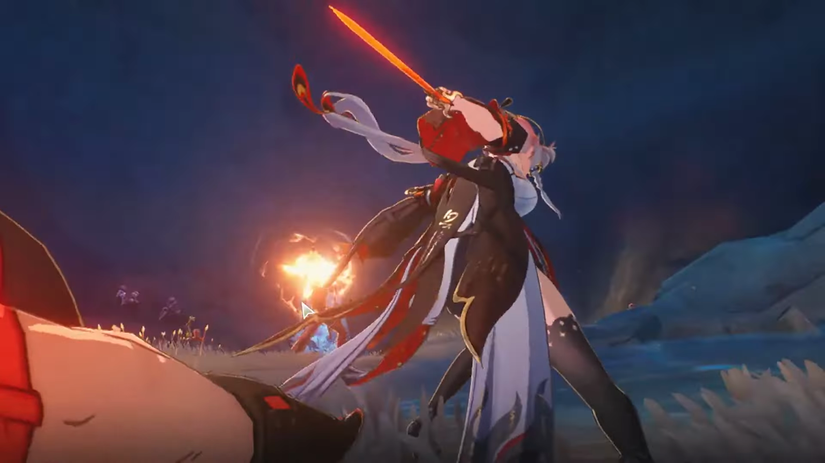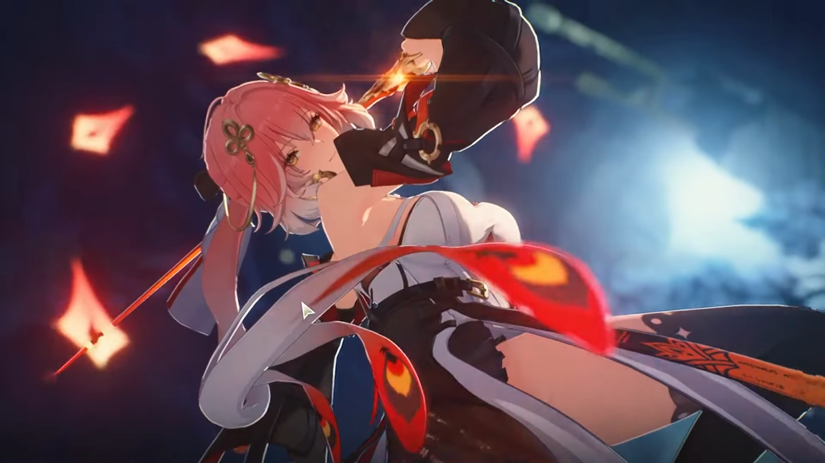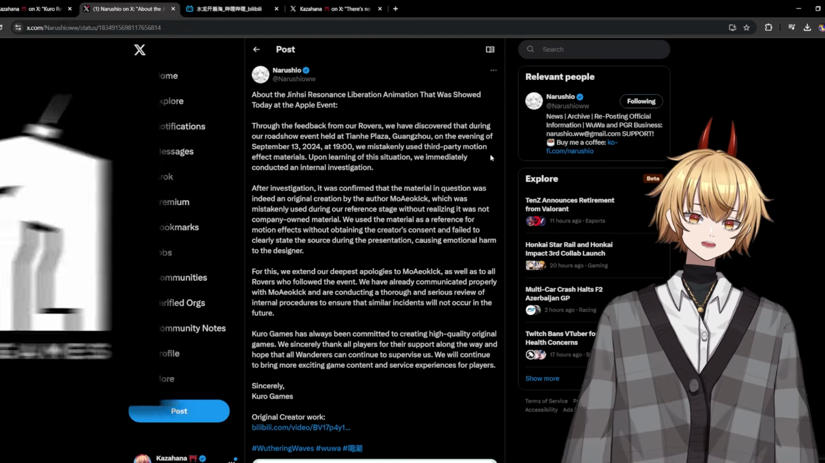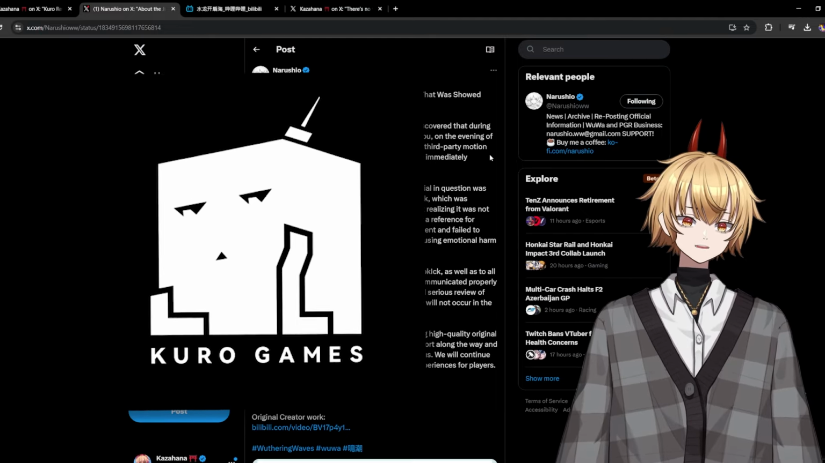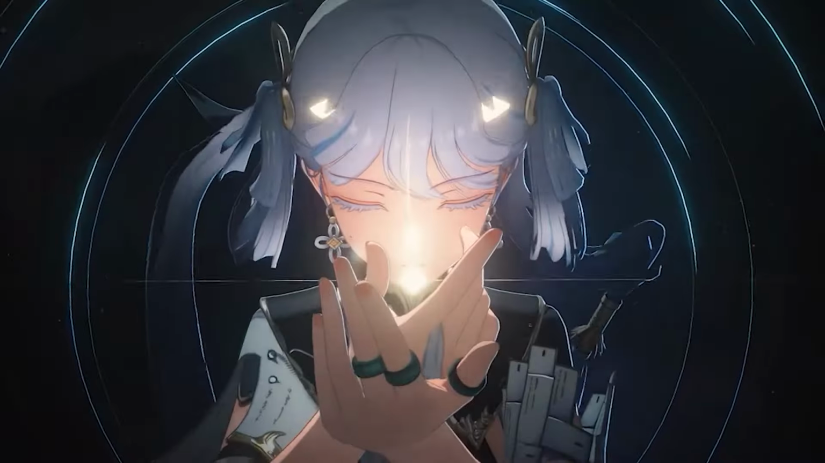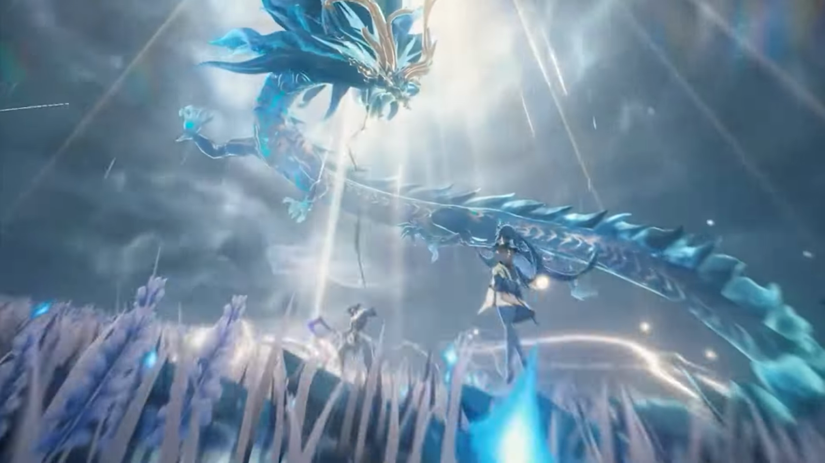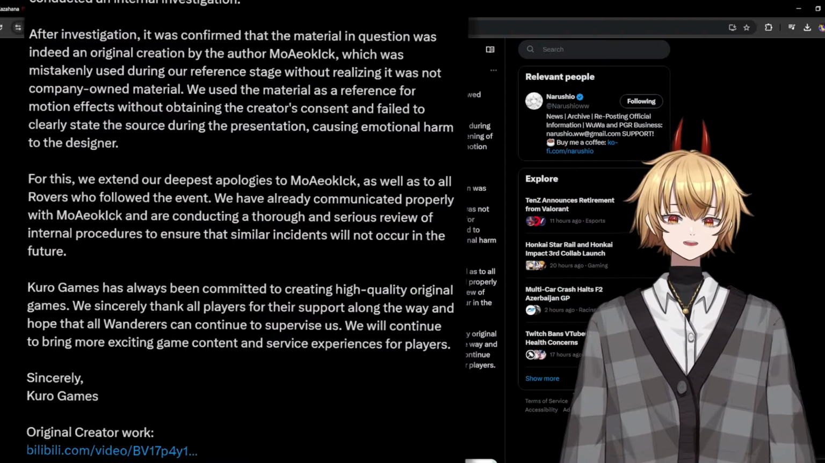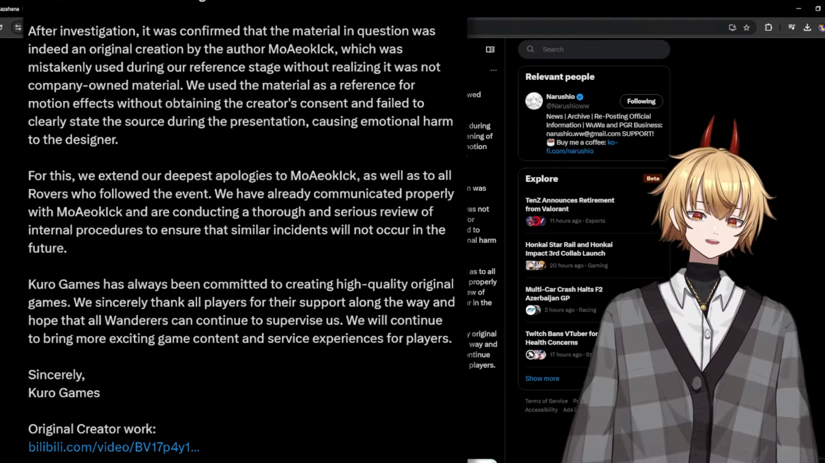Again, if you want to use someone else's stuff for reference just to help you out in the creative process of this, then that's totally fine, and I can see why they did that. But it is good that Kuro Games actually picked up on this before anything bad could happen and before I think the release of Jinhsi at all, and that they could change it so it was more original and that people were credited correctly.